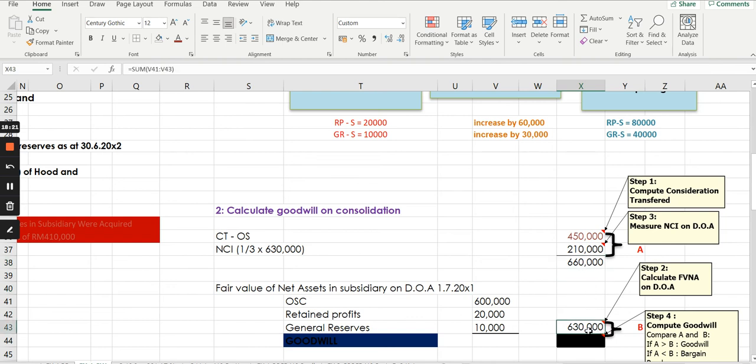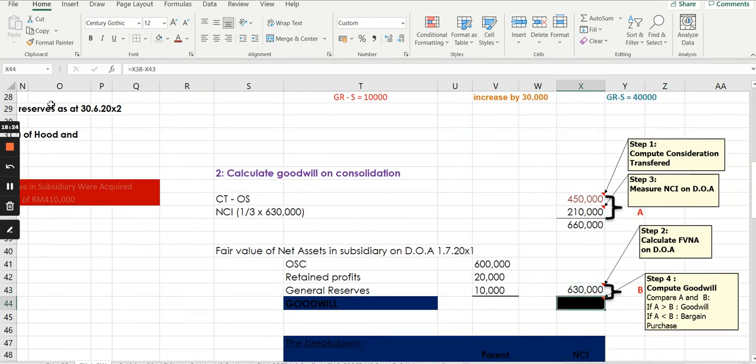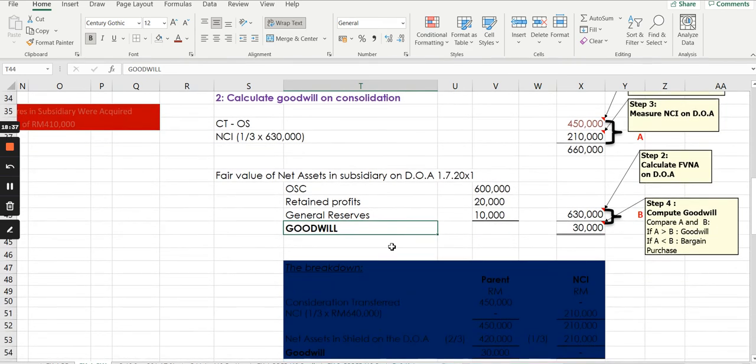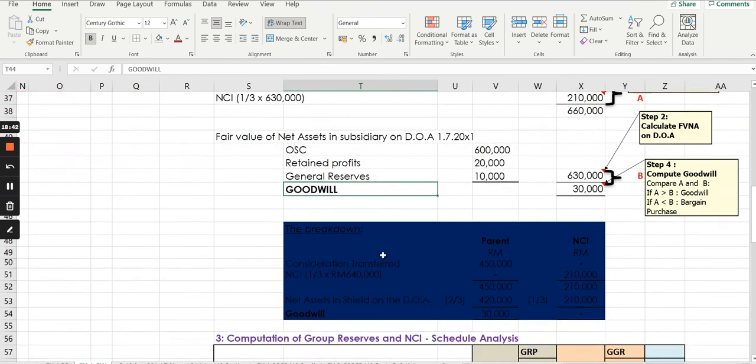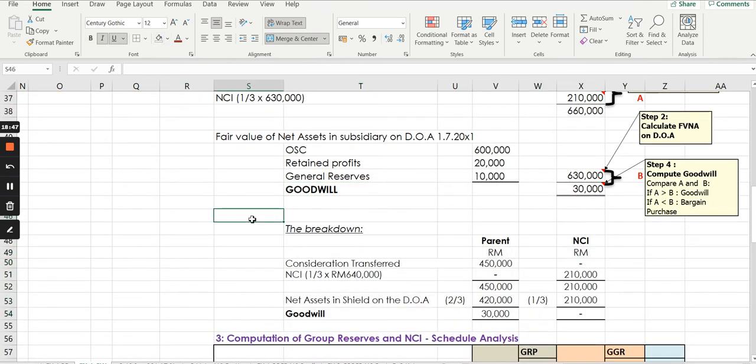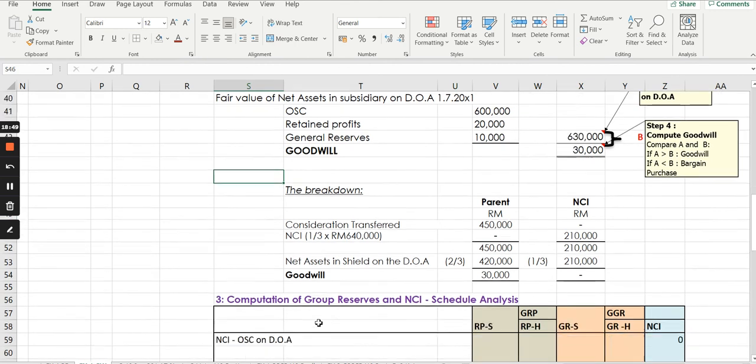So now A exceeds B. By how much? By 30,000. So that 30,000 is your goodwill. If, let's say, A is less than B, that will give rise to a bargain purchase. That will be covered later in the next example. Right. Now I'm just showing you the breakdown of the goodwill here, to show you that goodwill is just related to the parent. That's why it's called partial goodwill, right?